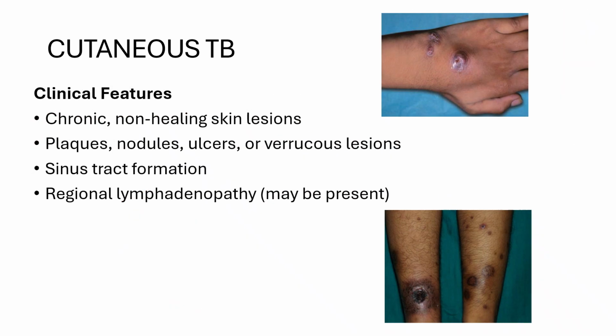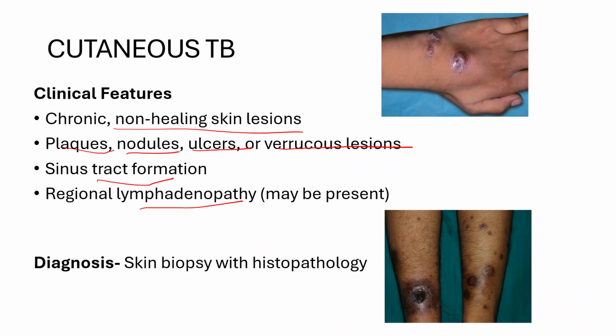Clinical features include regional lymphadenopathy, sinus tract formation, nodule, ulcer, verrucous lesions, plaques, and non-healing skin ulcers, which will give a clue to TB. Diagnosis is by skin biopsy and histopathology. Treatment includes 6 months of ATT.